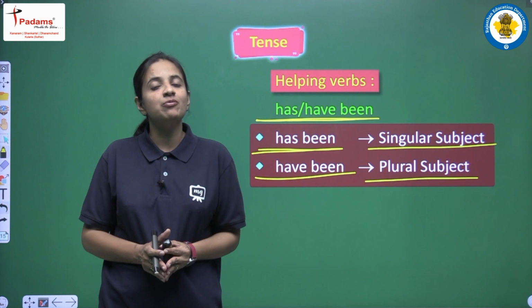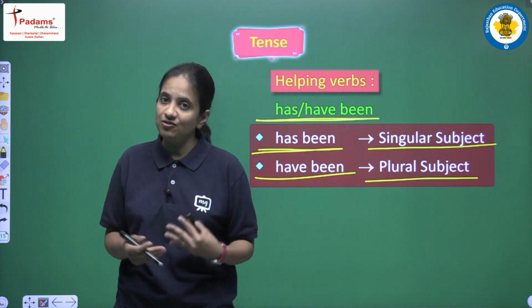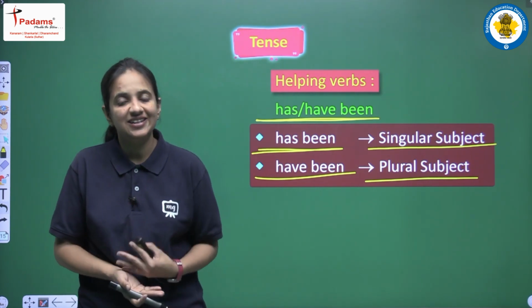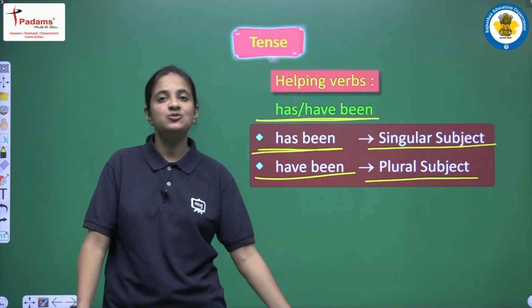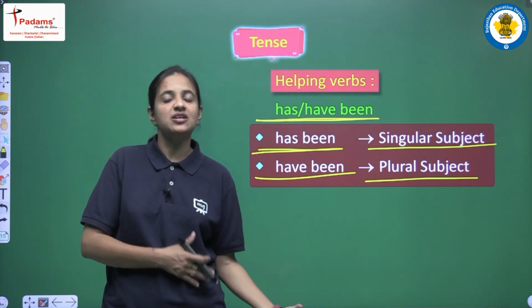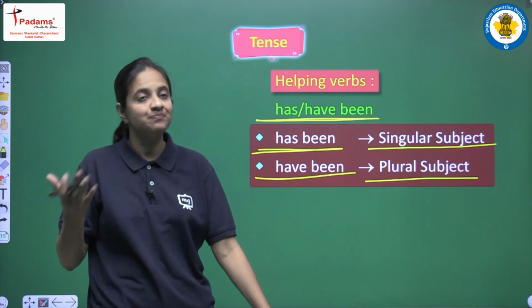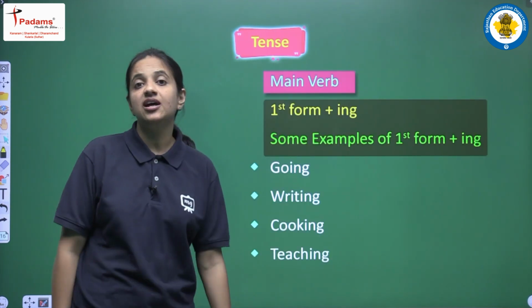And again, for all the different kinds of sentence, positive sentence, negative sentence, interrogative sentence, we are having the same rules. Helping verb कभी भी hidden नहीं होती है. Always we have to write the helping verb, and yes, we are having two helping verbs, so we have to use these two helping verbs according to the subjects.